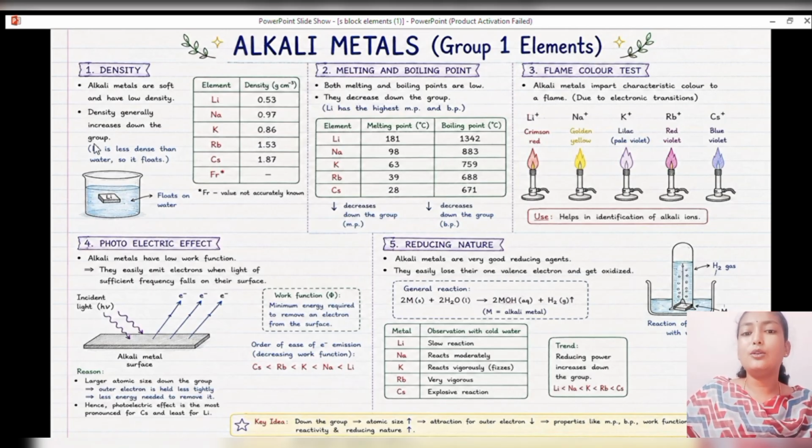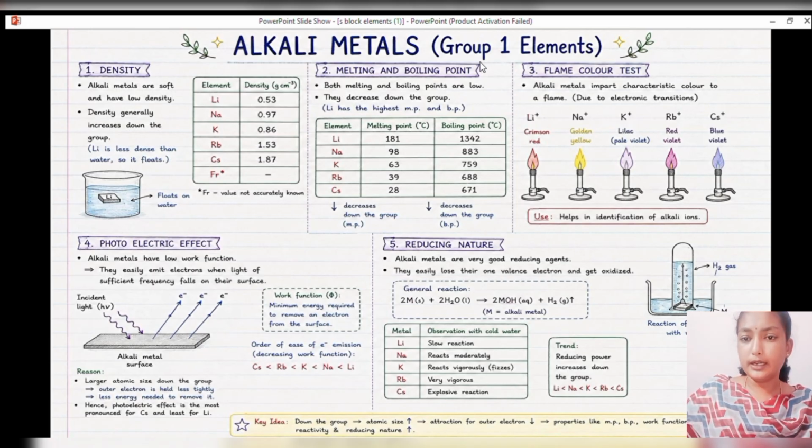But one thing you have to understand, lithium is less dense than water, so it floats. Alkali metals have to be stored in kerosene, but lithium is less dense, and even in kerosene it will float. So they cover the lithium with wax. Then it has a very low density compared to the other elements.